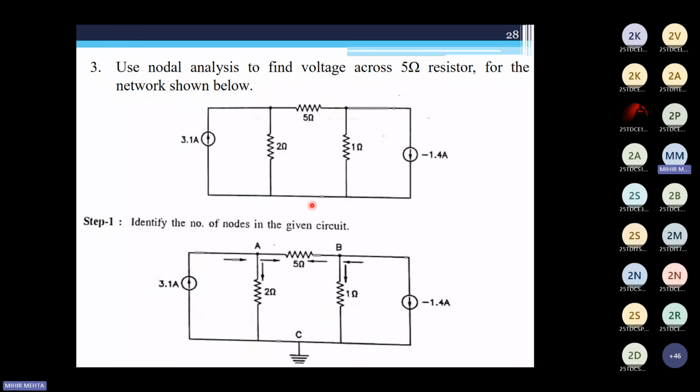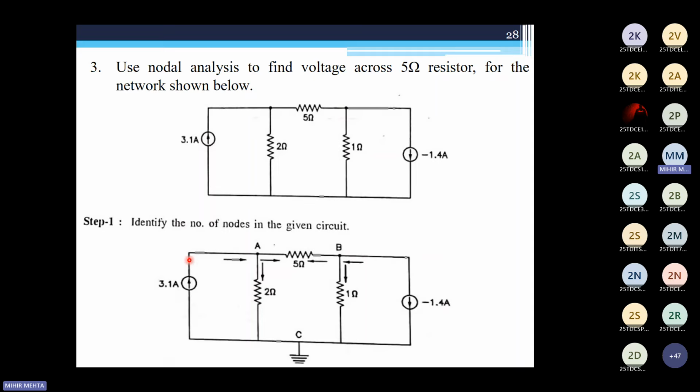So here, when we say that C is your reference node, the voltage at node A, let's call this VA, and the voltage at node B would be VB. That is with reference to your reference node C, which would have a voltage of 0. Okay. So here, if we need to apply the KCL, we need to know what is the entering current and what is the leaving current.